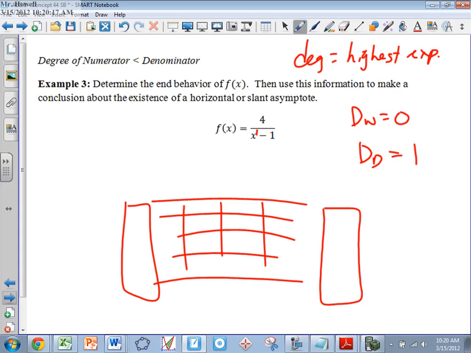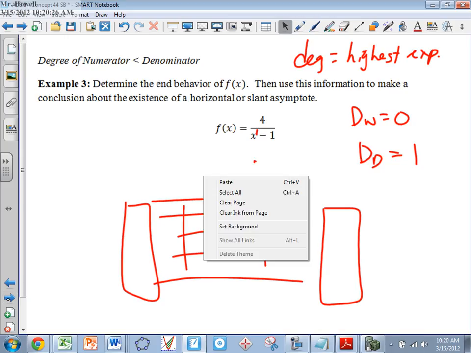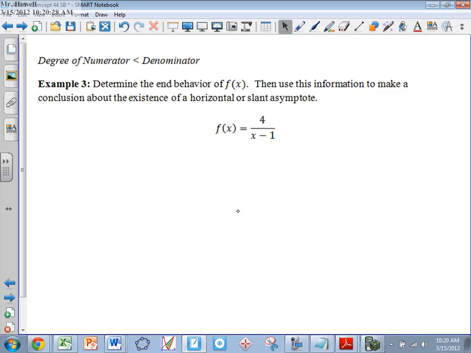Well, how do we work that out? Let's go ahead and take a look now. So this is the degree of the numerator, and the degree here is 0 because there's no exponent, but the degree here is 1. The degree of the denominator is simply 1. So remember, degree is the highest exponent. If there's no exponent, like the top part, it's just 0.